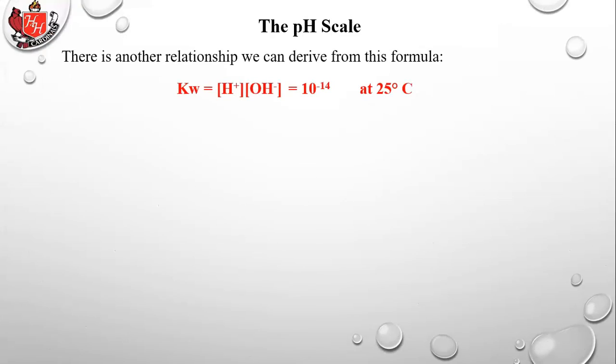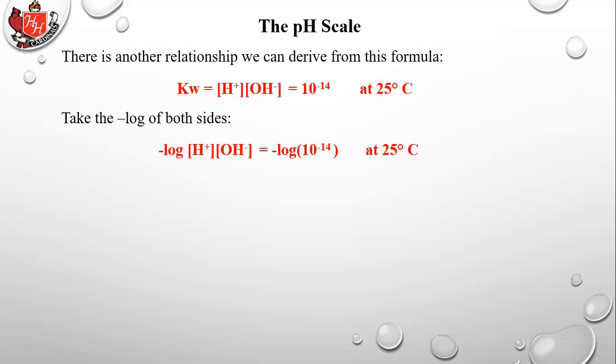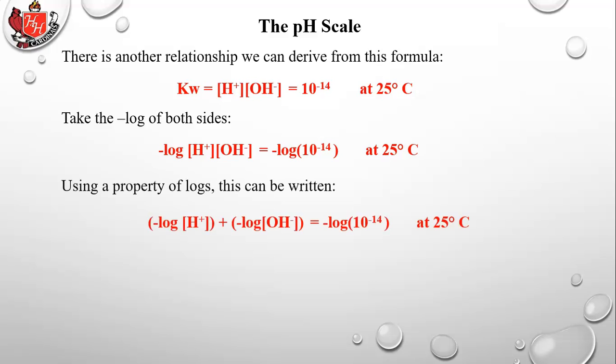Okay, there's another relationship we can derive from this formula that we just came up with. We take the negative log of both sides. So we take the negative log of the hydronium concentration and the hydroxide concentration, and assuming we're at 25 degrees, we take the negative log of the Kw, which is 10 to the minus 14th. Now, one principle of logs, you don't have to really remember this, is that if you take the log of two terms multiplied together, it's the same as adding the log of one of the terms plus the log of the second.